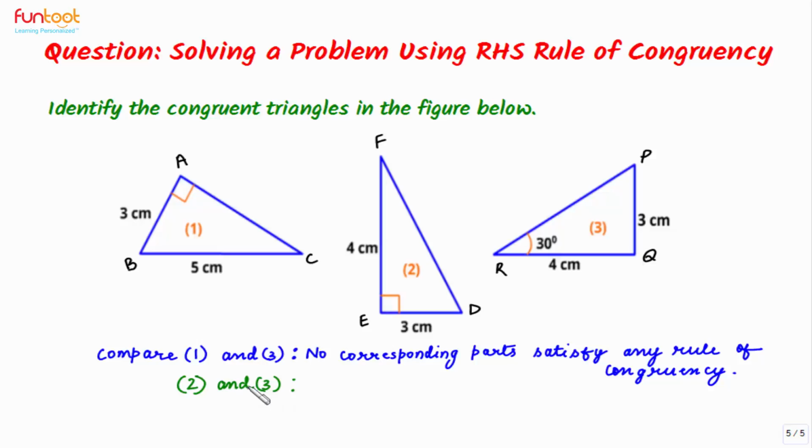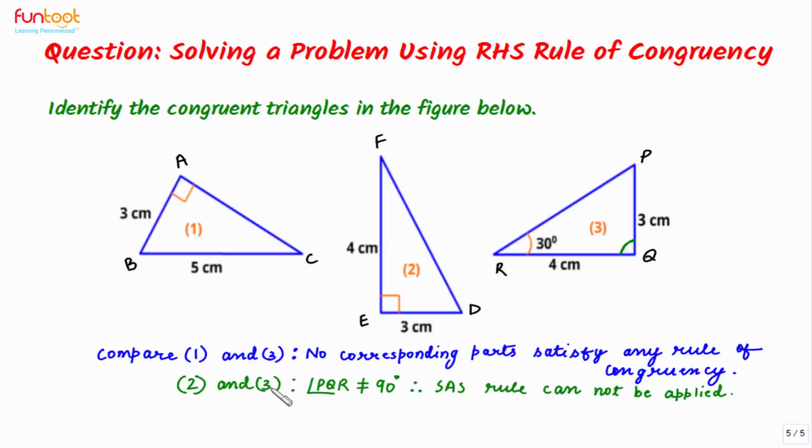Now let's compare triangles 2 and 3. In triangles 2 and 3, we can see that PQ is equal to ED is equal to 3 centimeters. QR is equal to FE is equal to 4 centimeters. But this included angle is not given to be 90 degrees in triangle PQR, so we cannot apply SAS rule of congruency for stating these two triangles as congruent.